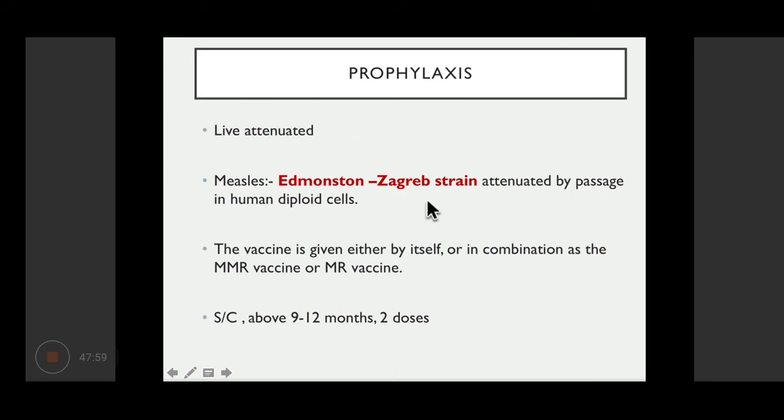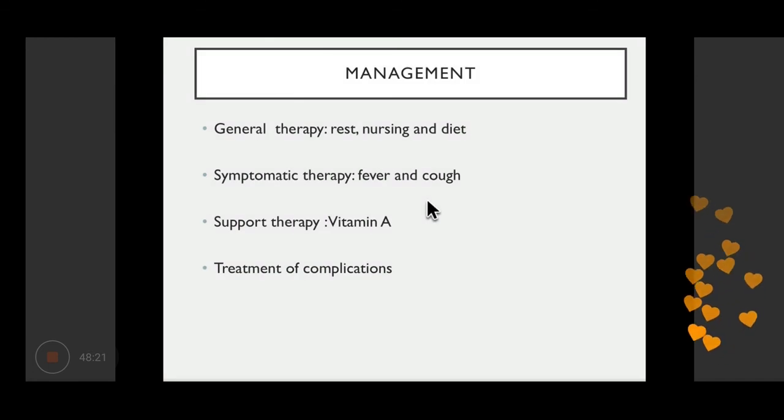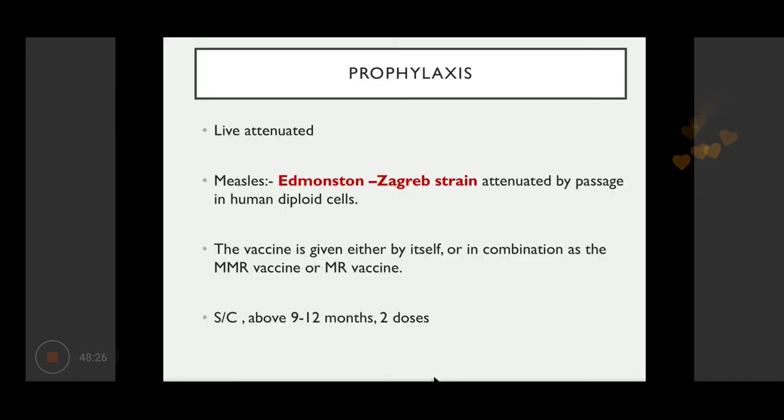So this strain of the virus is live. Okay, that means the virus is alive, it is not dead, and it is attenuated. That means it can elicit an immunological response, but it is not capable of causing disease in human beings. It is attenuated or weakened. Okay, so this vaccine is given in 2 doses subcutaneously after 9 to 12 months.